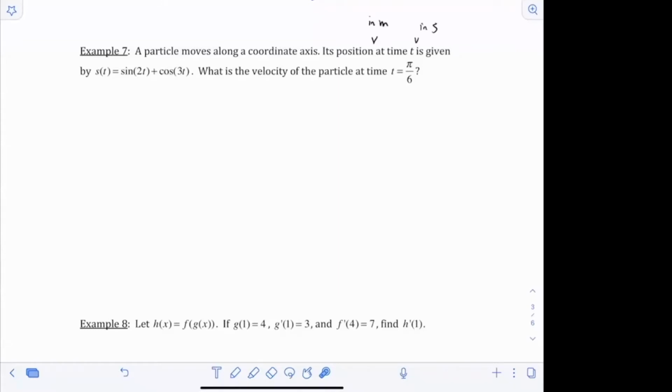That's what that first sentence is saying. And they give us this position function, and they want to know what the velocity is at a particular time. So this question is basically saying, what's v of pi over 6? That's what they're asking us for.